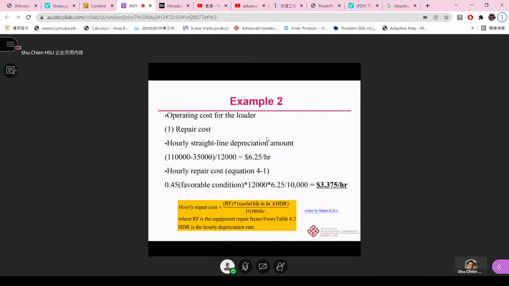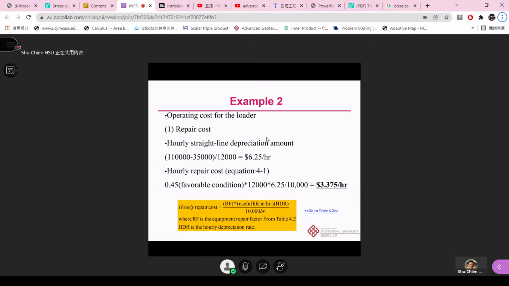Remember that, and we can have the hourly straight line depreciation amount. We have the 110,000 minus this 35,000. So this is the purchase price P minus the future salvage value. So we can also divide it by how long we're gonna use it. We were gonna use 2,000 hours for 6 years. So we were gonna get the 12,000 hours. So we will get this depreciation amount, which is 6.25 per hour. Right? So 6.25 per hour.